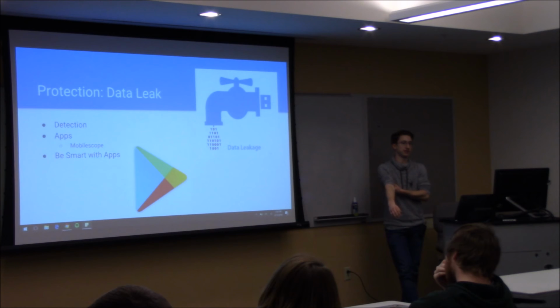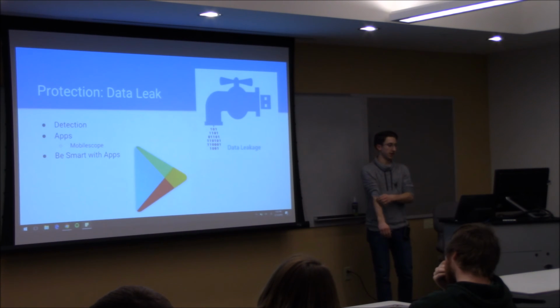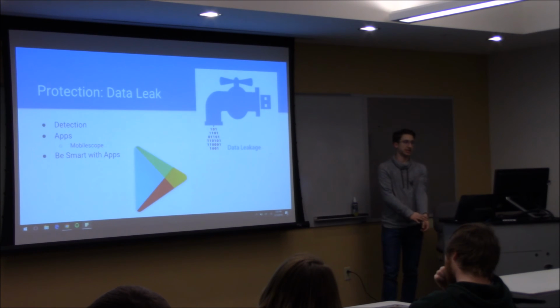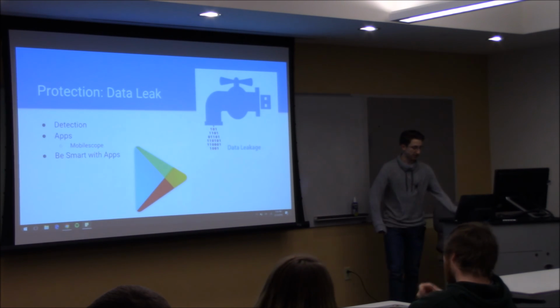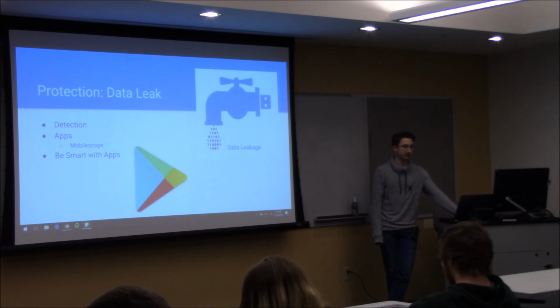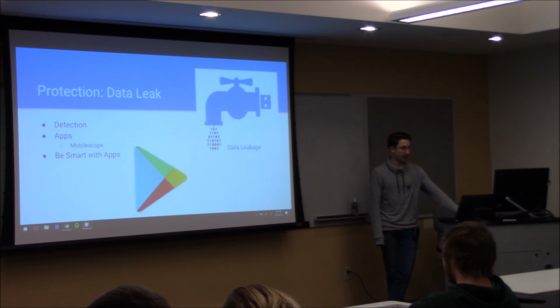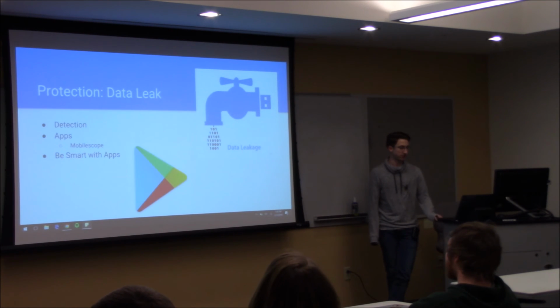So the way to protect from these actual attacks or different vulnerabilities that are going to be happening, obviously the first step is detecting them. That's the main way to stop something, is once you know it. You have to know what's happening in order to stop it. So there are apps that you can get. One of them, for example, is Mobile Scope. It's been out for a little bit.